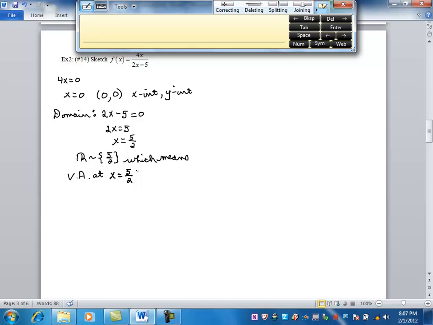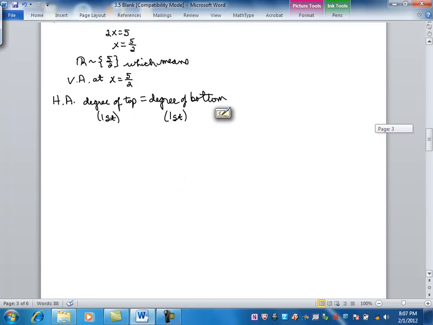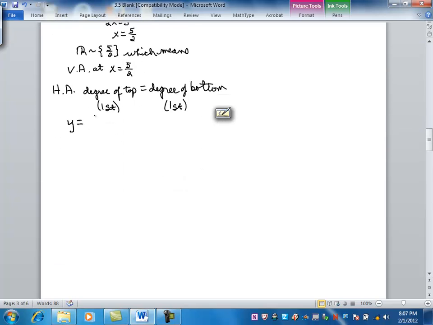So I have a vertical asymptote at x equals 5 halves. And now let's think about any horizontal asymptote we might have here. Degree of top equals degree of bottom. In other words, this is a first degree polynomial in the top and a first degree polynomial in the bottom. And so my horizontal asymptote is just the ratio of the leading coefficients. So my horizontal asymptote is y equals 2.